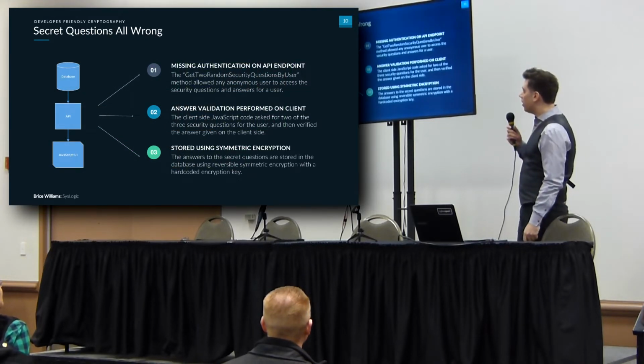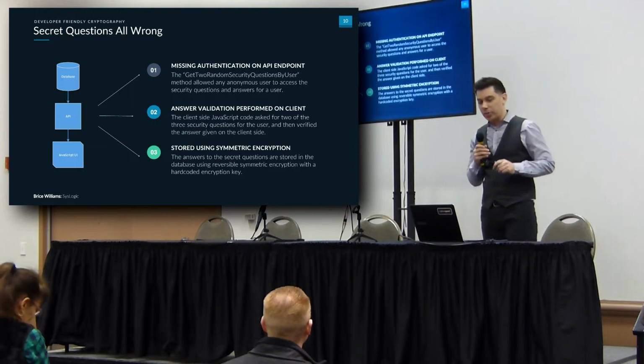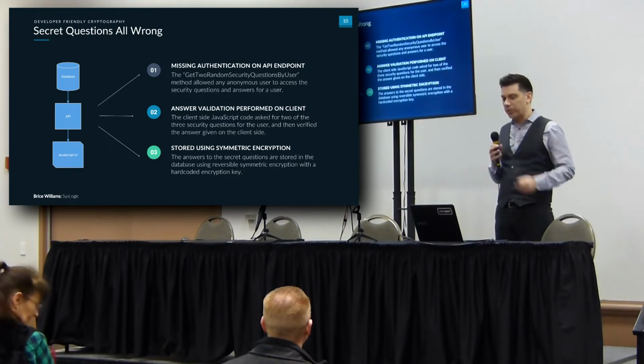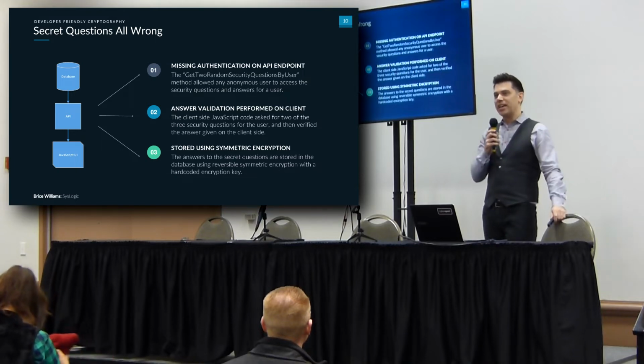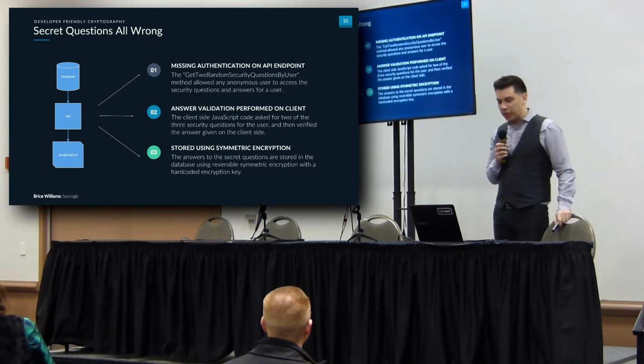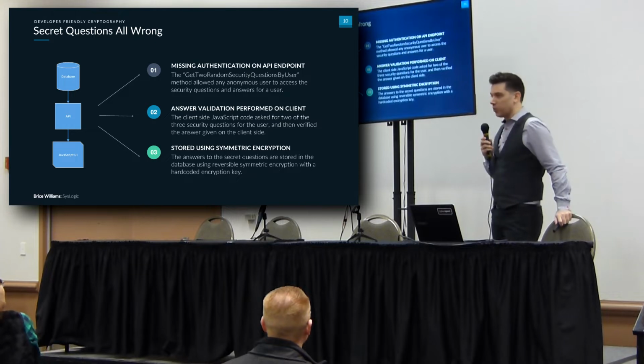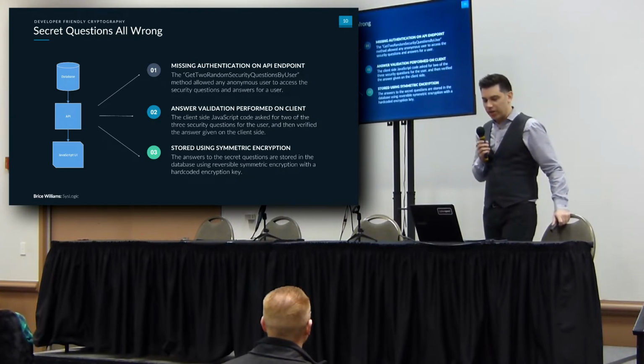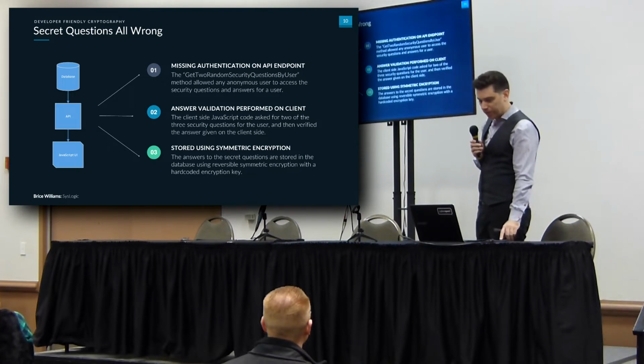Here's another example. It's not entirely cryptography based, but this is looking at a system. This is a cloud-hosted, typical web system with a database backend, an API front end, and a JavaScript UI. We highlighted 3 different issues in this particular implementation. We've got missing authentication on the API endpoint.